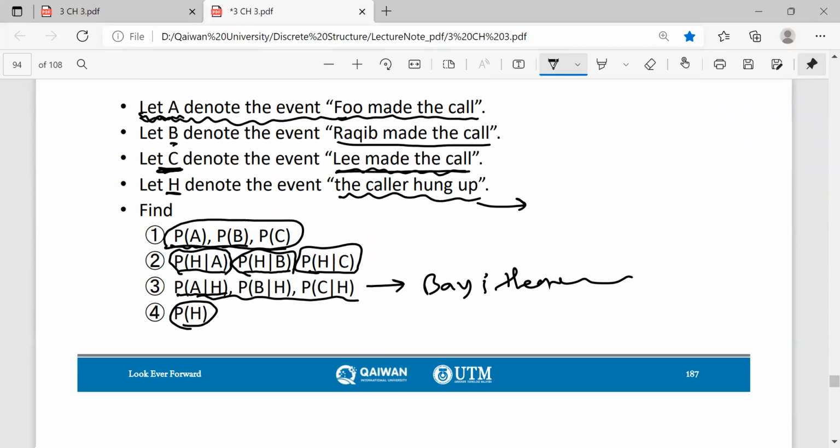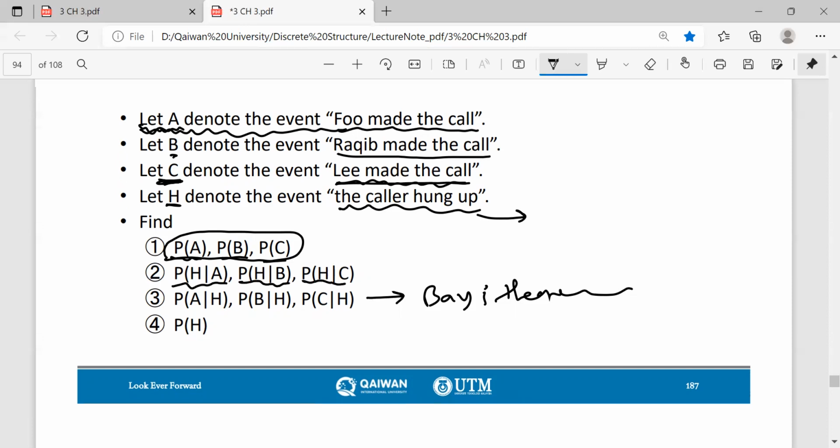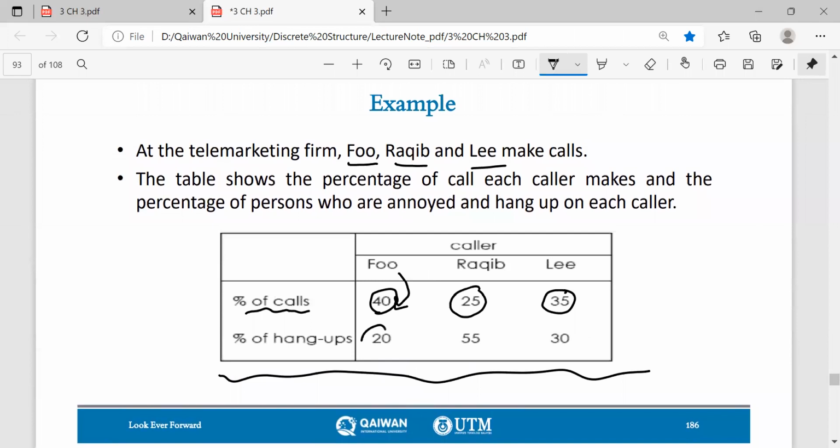It's the answer for these ones. And then for the second part of the question, it says find the probability of H given A, then probability of H given B, and probability of H given C. Look, the probability of H given A is 20%. The probability of H given B is 55%, and also probability of H given C is 30%. Let's see.